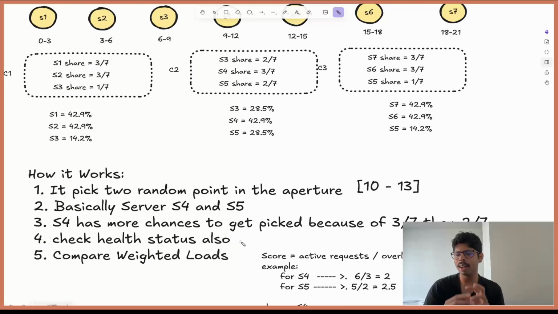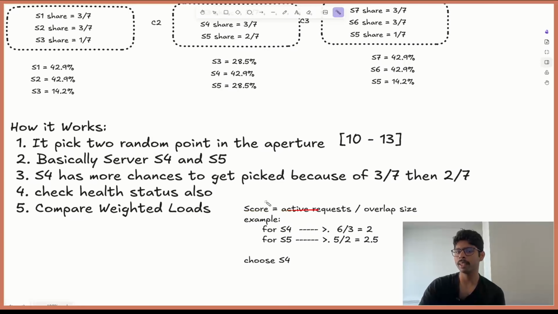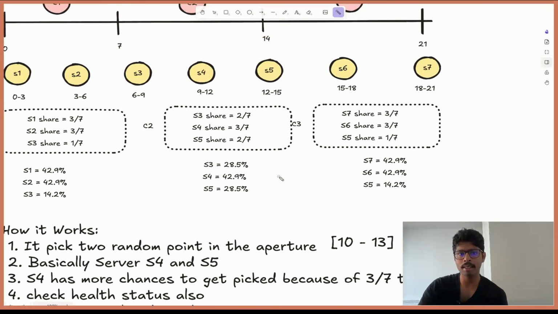Now we will see, are these servers up and running? Yes, if they both are healthy, we can call them. And now we will see which has more chances. Now S4 has more chances to get picked, 3 out of 7 versus 2 out of 7. Which service to call? So now we will go for this score: active requests and overlap size. Active requests means how many requests or connections are right now active on this server.